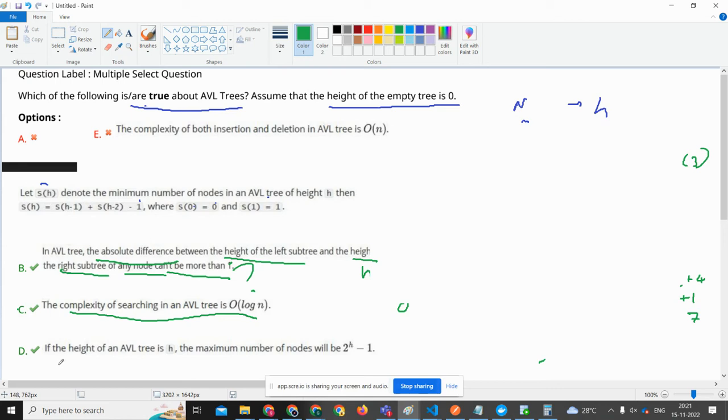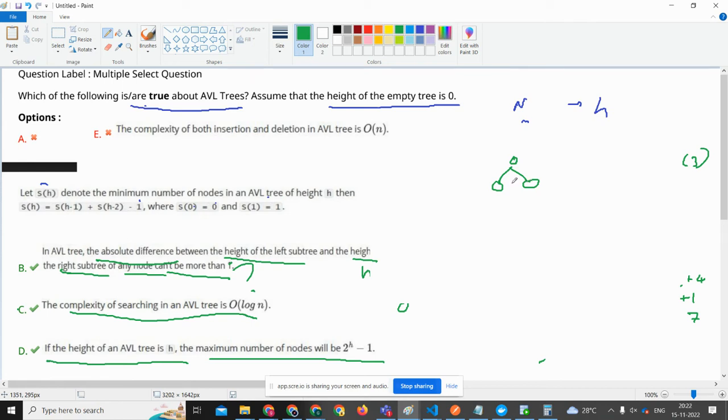Fine. Go ahead. If the height of an AVL tree is h, the maximum number of nodes will be 2 to the power h minus 1. So how do we arrive at this formula? See, you start with here. May I add something here?